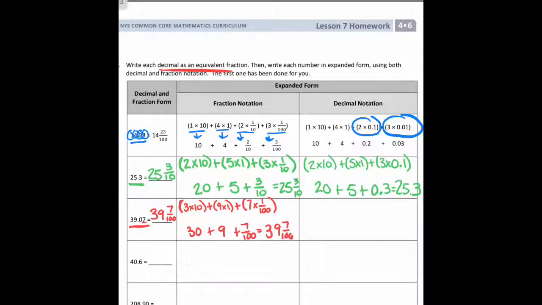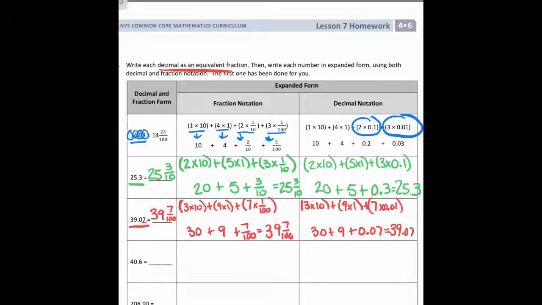Okay, I'm going to do the same thing. We're just replacing the fraction with the decimal. So 3 times 10 plus 9 times 1 plus 7 times 0.1. I'm sorry, not 0.1, 0.01 because it's hundredths, not tenths. So I would say 30 plus 9 plus 0.07 because it's 7/100ths, which would give you 39.07.